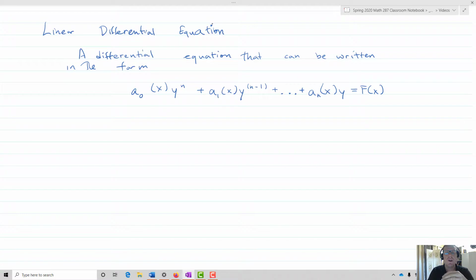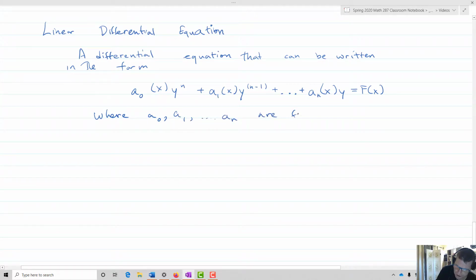Okay, so what we're going to look at now is this thing called the linear differential equation. A differential equation that can be written in the form a naught of x y to the n plus a1 of x y to the n minus 1 plus ... plus an of x y equals f of x, where a naught, a1, all the way down to an are functions of x only, is called a linear differential equation.